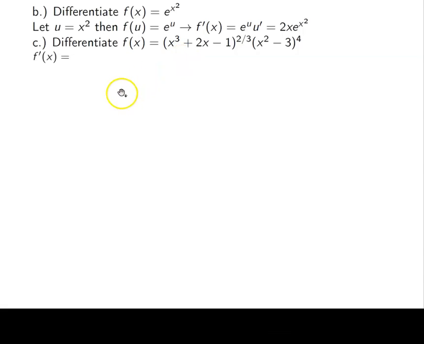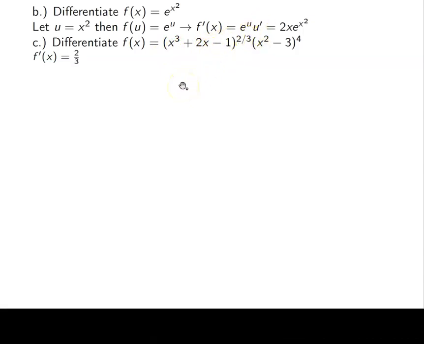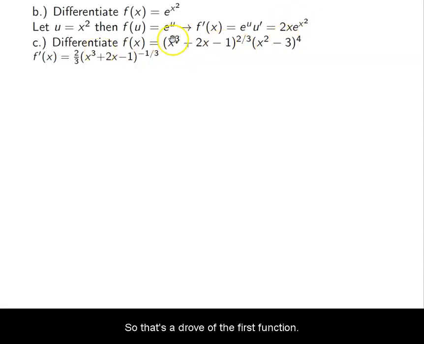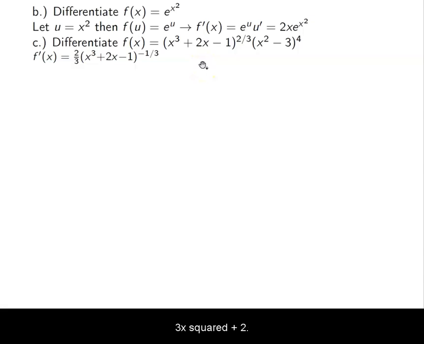So to differentiate this, I'm going to have 2/3 times the polynomial that's inside, and then I'm going to subtract by 1, so I should have a negative 1/3. So 2/3 comes down, I keep this x cubed plus 2x minus 1, and I raise it to the negative 1/3 power, because I had to subtract by 1. So that's the derivative of the first part of the first function, because now I have to multiply it times the derivative of the inside function. So I'll multiply this times 3x squared plus 2.